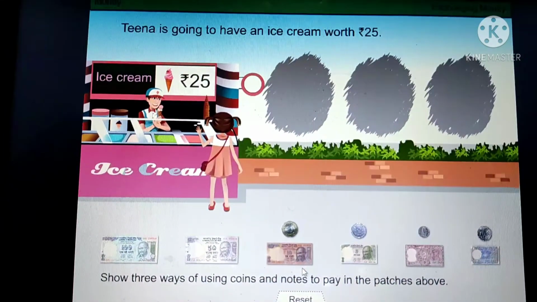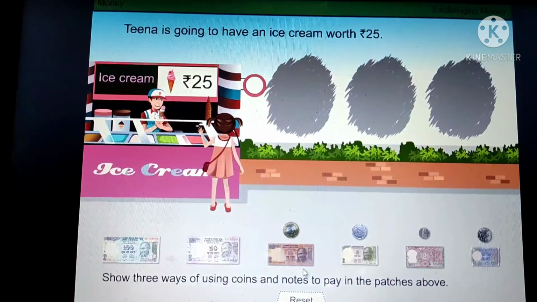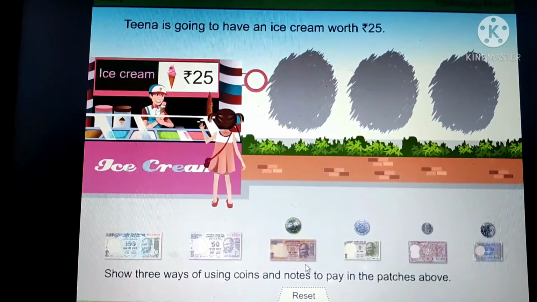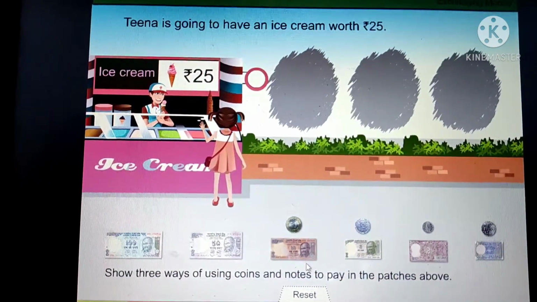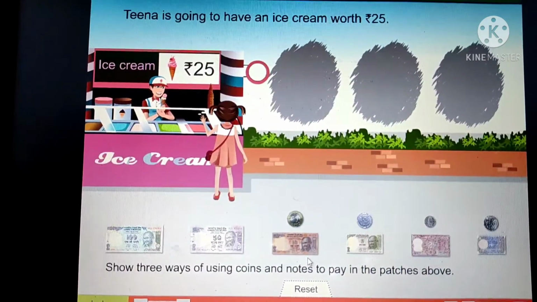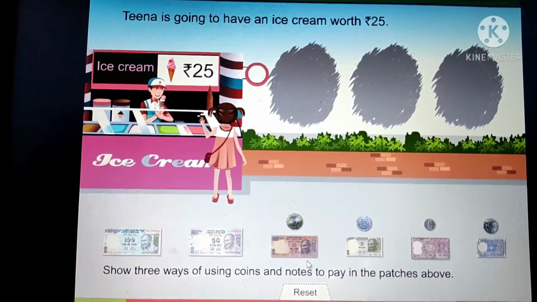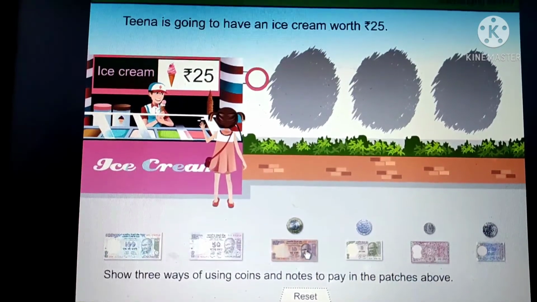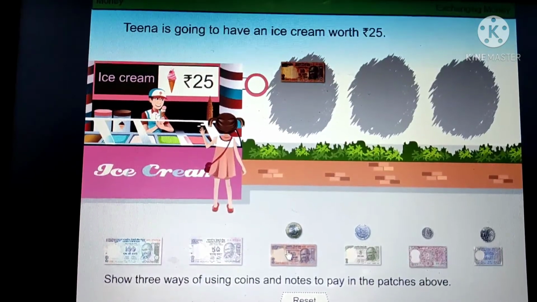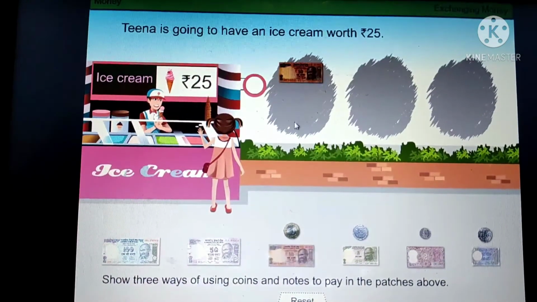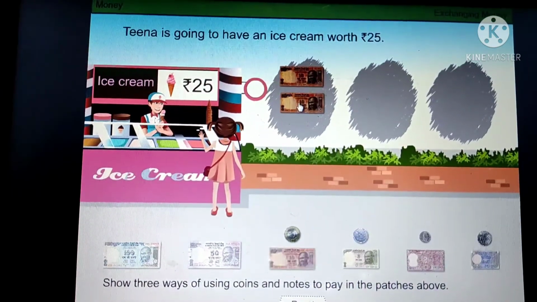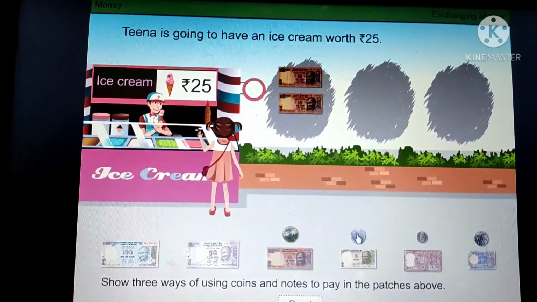Let's see a few more examples of how to pay money in combinations of denominations. Tina is going to have an ice cream worth rupees 25. Worth means value. So the first way is she will pay 2 notes of 10 rupees, 10 plus 10, 20, and 1 coin of 5 rupees.